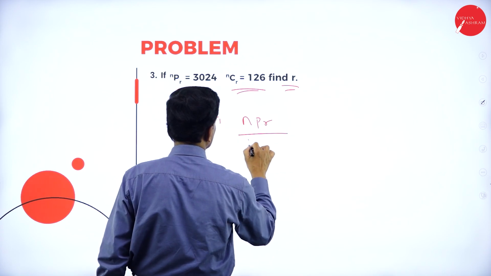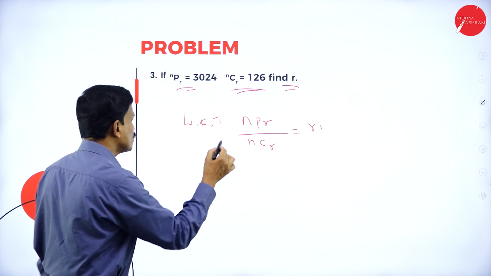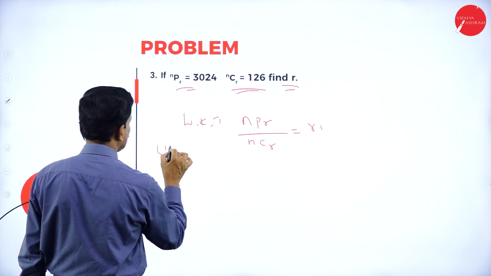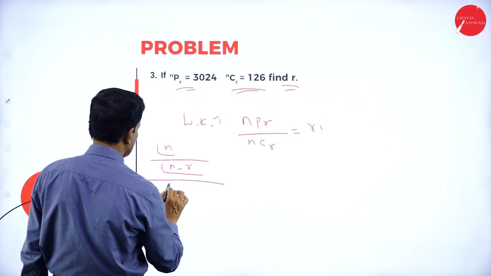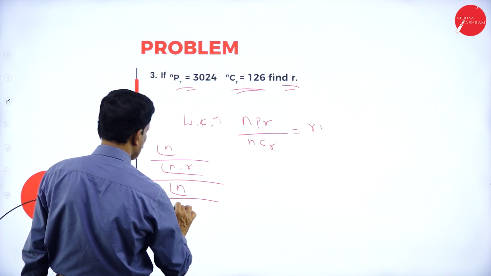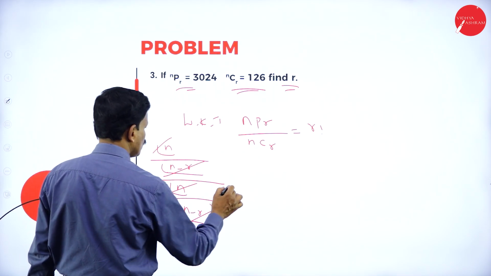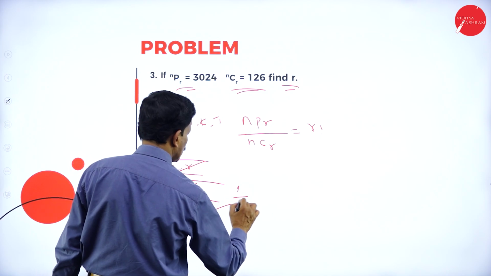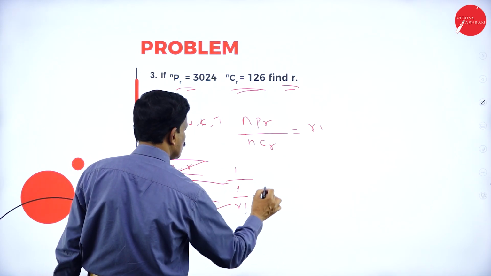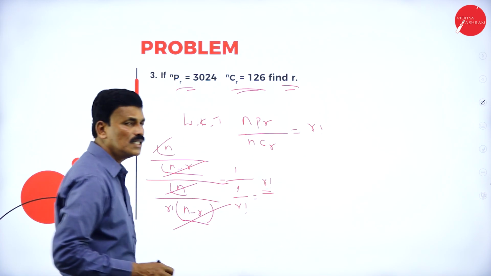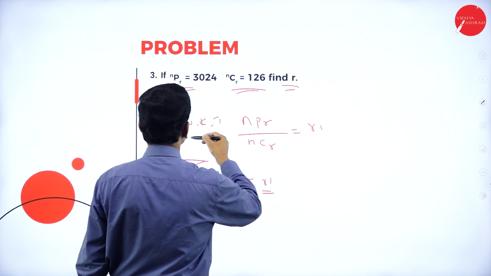nPr divided by nCr is always equal to r factorial. Because what is the formula for nPr? nPr is nothing but n factorial divided by (n minus r) factorial, divided by nCr, which is n factorial divided by r factorial into (n minus r) factorial. These two get cancelled. 1 divided by 1 by r factorial, that is equal to r factorial. So nPr divided by nCr is always equal to r factorial. Now what is given here?